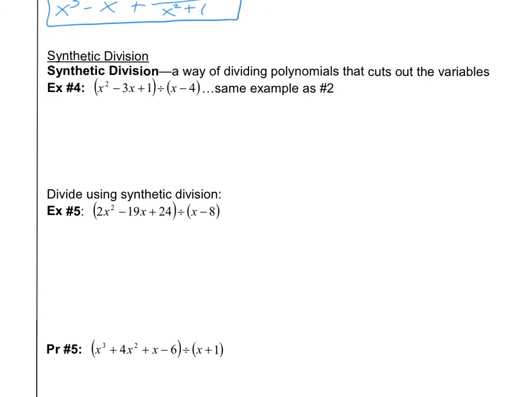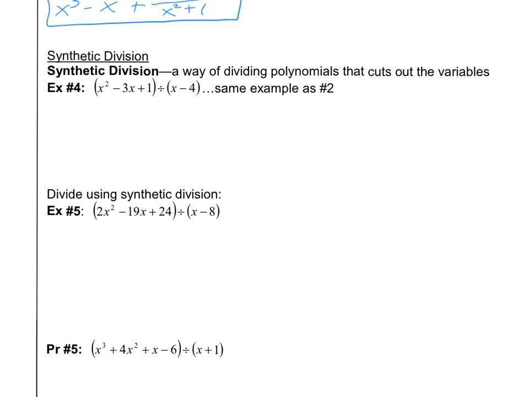But the problem with it is it's only quicker when the coefficient is a 1. When the first coefficient of what you're dividing by is anything other than a 1, you can still use synthetic division, but it's just not quite as simple anymore. But nevertheless, let's show you how you do it.